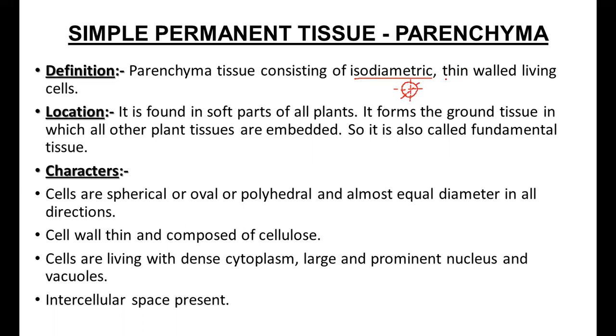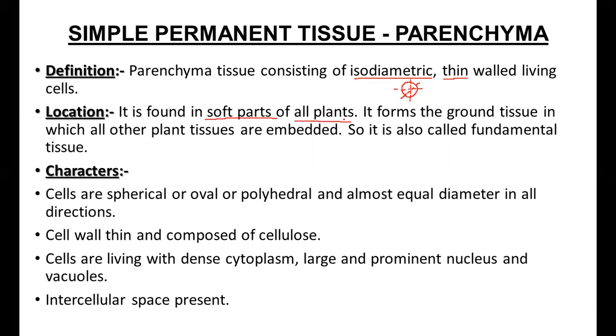Now, as they are living, they have a cellulosic cell wall. The cell wall should be thin, and as they are living cells, they perform all types of living activity. Now, the second thing is location. The parenchyma cells, or parenchyma tissue, are found in the soft parts of all plants.